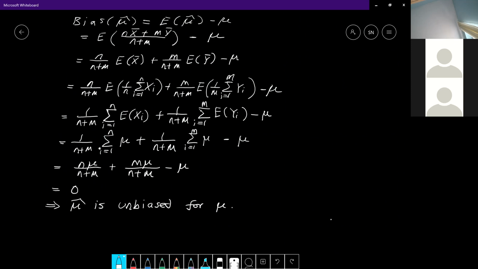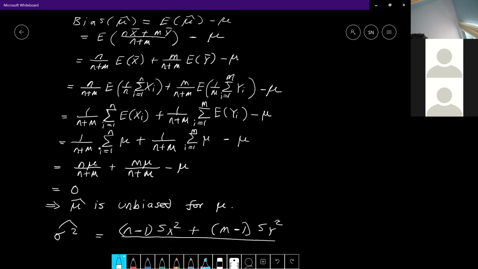So this is only the first of the two estimators. The second estimator is for sigma squared, which is given as equal to n minus 1 times Sx squared, where Sx squared is the sample variance for the x's, plus m minus 1 times Sy squared, the sample variance for the y's, all divided by n plus m minus 2.